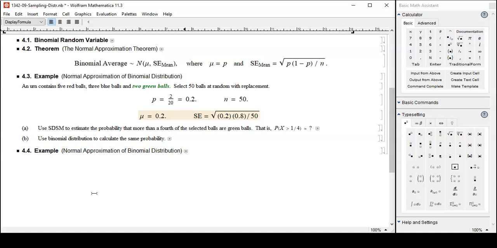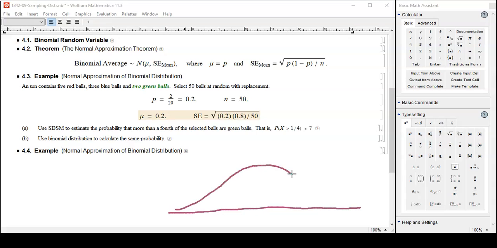What normal picture do we have? So we have an outline like this. And then the expected value, or the mean, is 0.2. That's the center. And then we want greater than 1/4, right? So 1/4 is right here, 0.25. And greater than 1/4, we are looking for this shading.